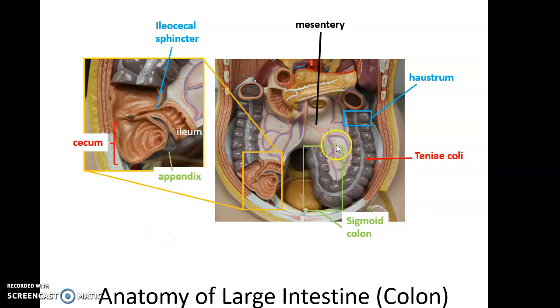And then finally, this tissue here is part of the peritoneum. Specifically, it is the mesentery, which connects to the small and large intestines and also carries blood vessels, nerves, lymphatic vessels to and from the small and large intestines.